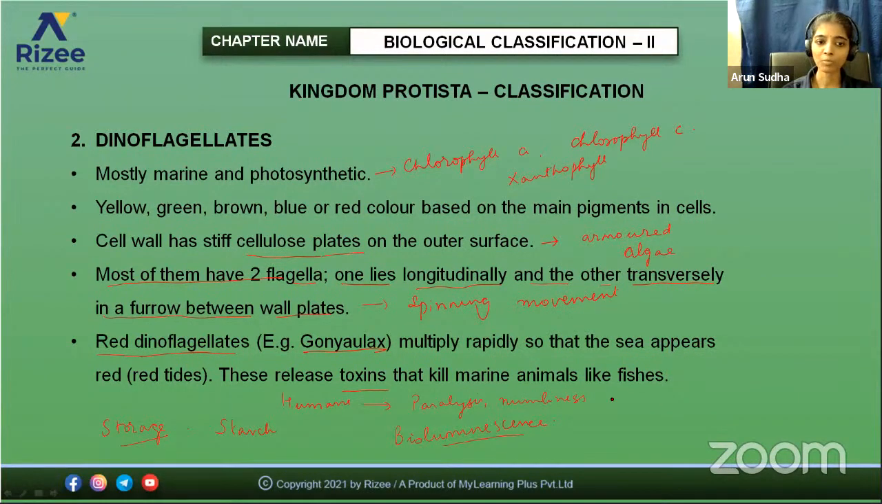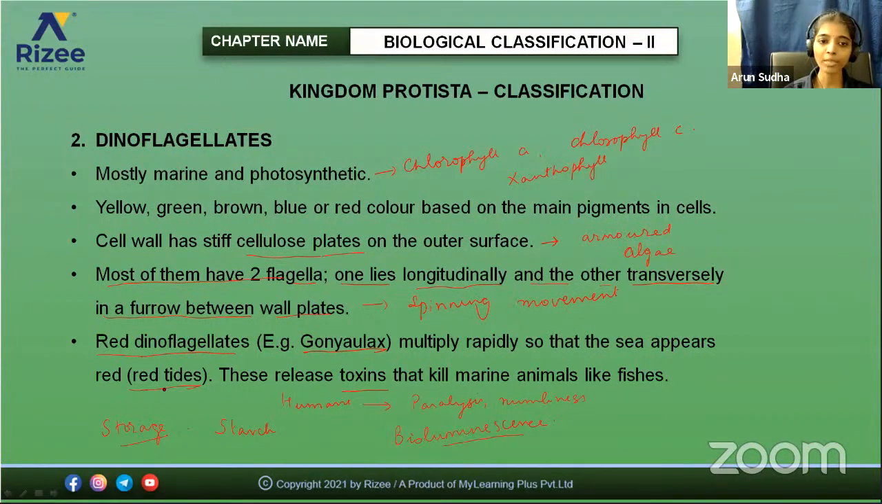This Gonyaulax is responsible for the red tides, that is, it will make the water red because of overgrowth of dinoflagellates, and they release toxins that kill marine animals like fishes. So actually, this is an important point from the exam point of view. It's an important question: what causes red tides? Whether it is a Chrysophyte, diatom, dinoflagellate, or some other organism.